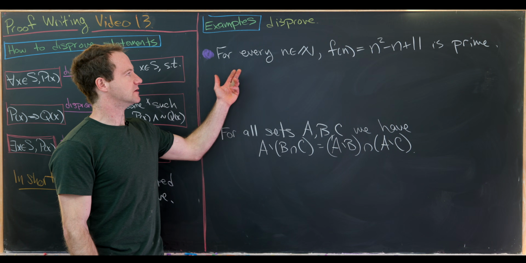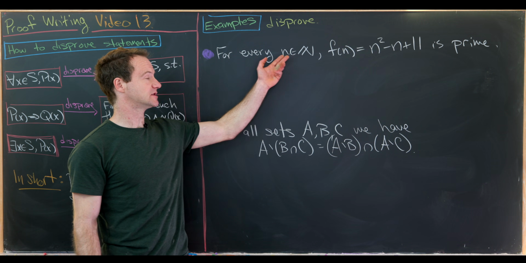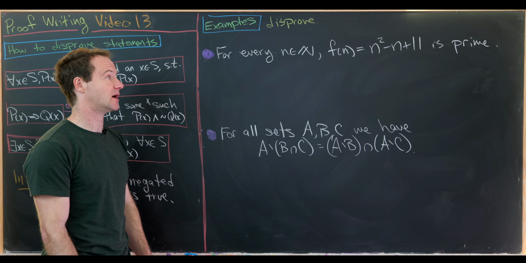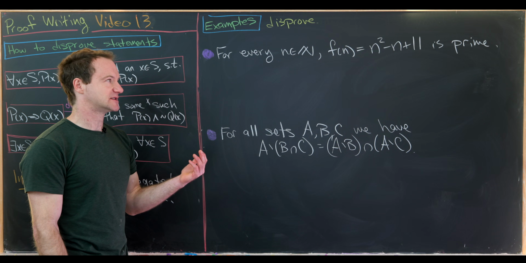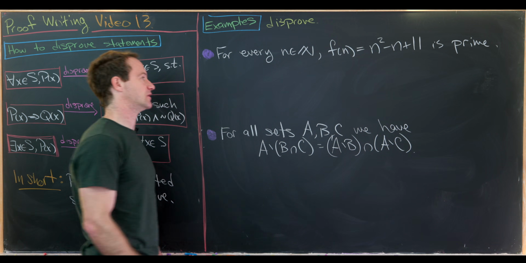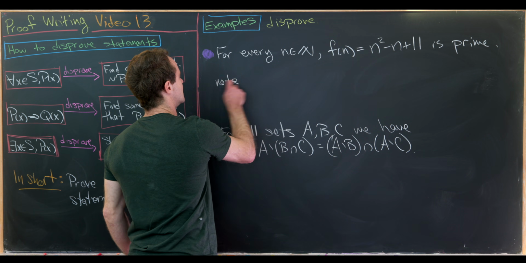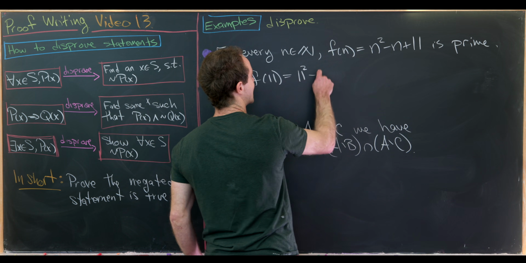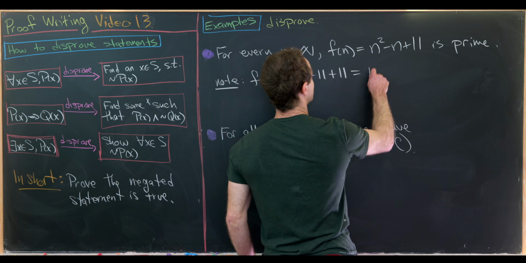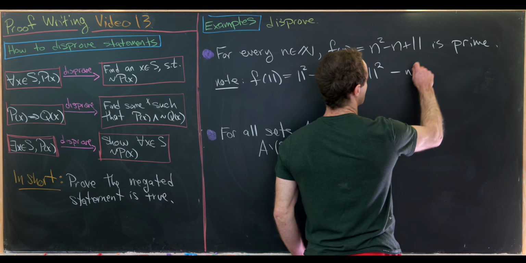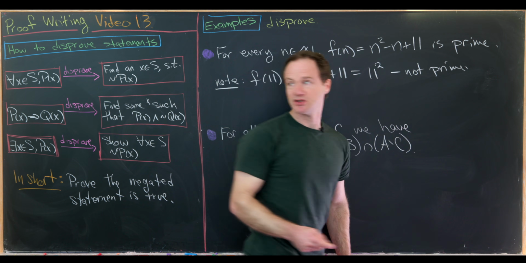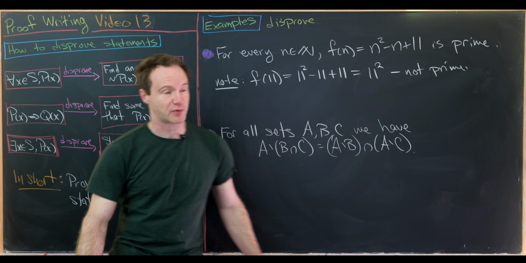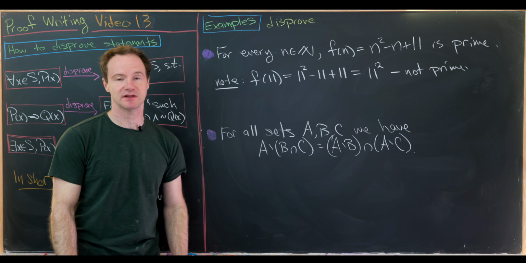But now what we need to do is find a particular n so that when we plug that value of n in there, we get something that's most definitely composite. But it's not so hard to find one. In this case, 11 works. So let's note that f of 11 equals 11 squared minus 11 plus 11, but that's equal to 11 squared, which is not prime. So this was a for all statement that we disproved by finding a particular x, that x was equal to 11.